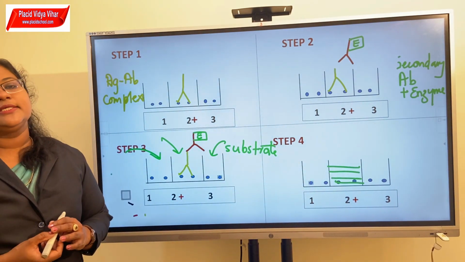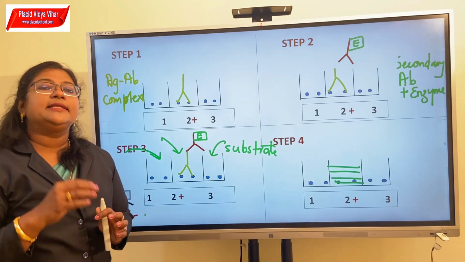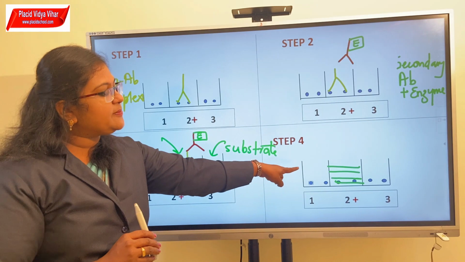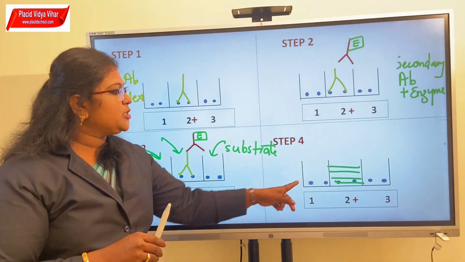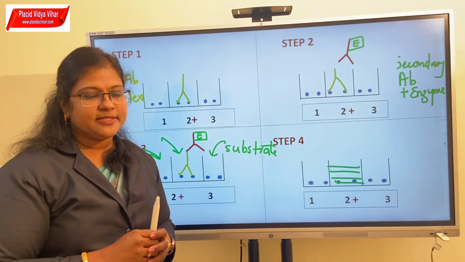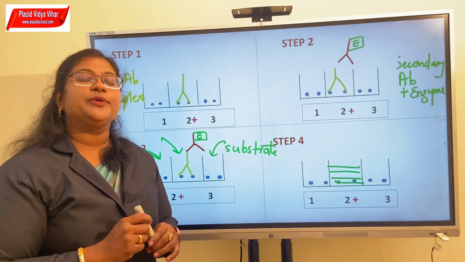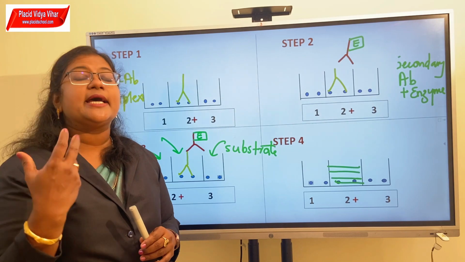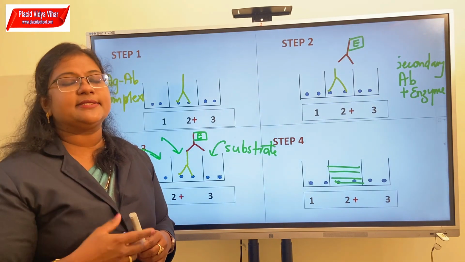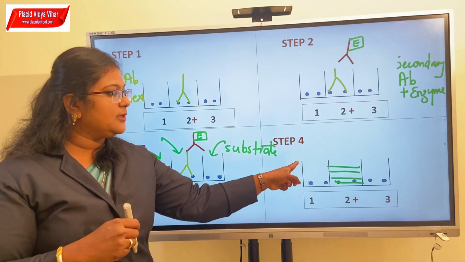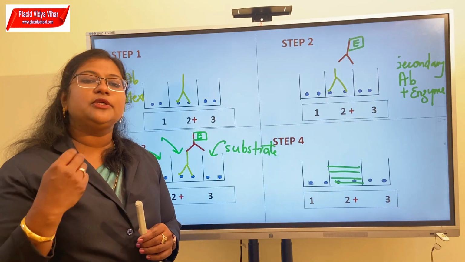All the other wells will not give the color because the enzyme substrate reaction will not take place in such wells. So it is possible for us to visually see which well has the infected serum. Is that clear? And by measuring the intensity of the color, you can also understand how much antibodies are there. That means to what extent the infection has proceeded. The spectrophotometric estimation of the color in the well will give you the count of antibodies.